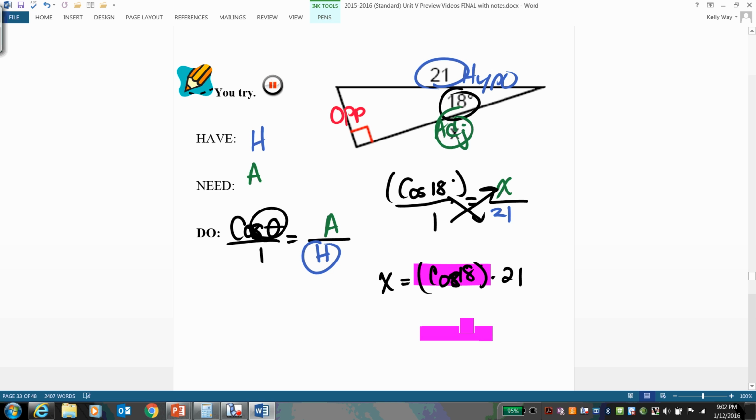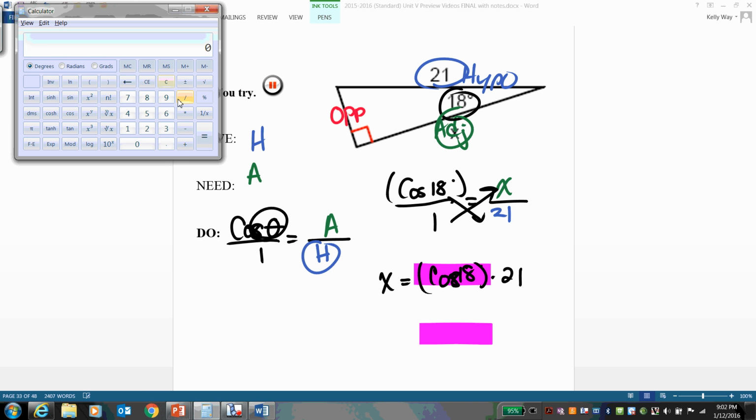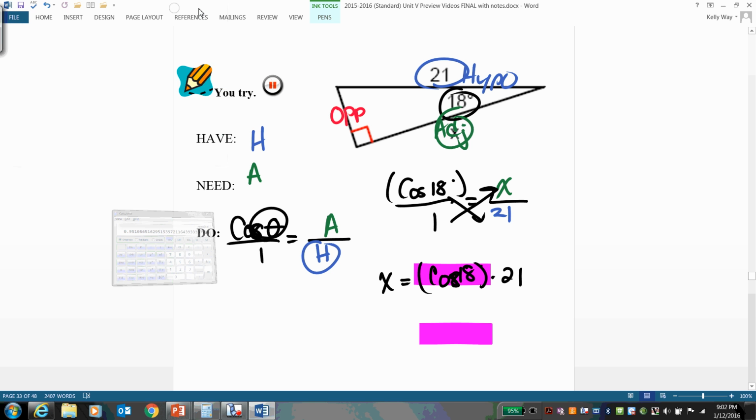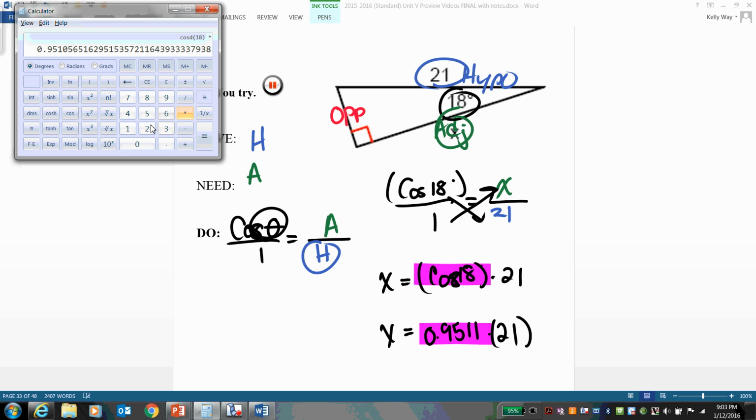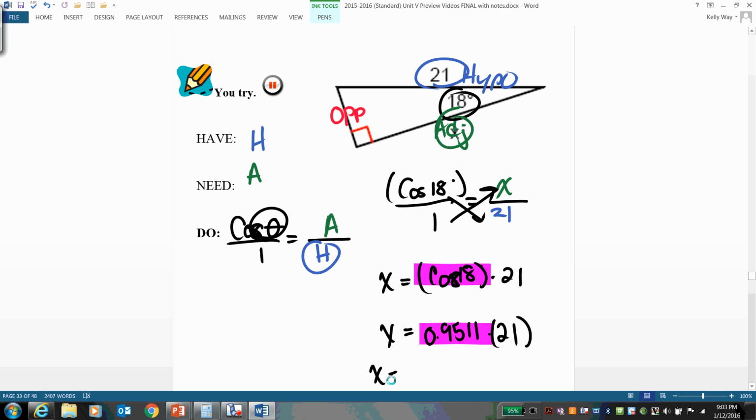Now we're going to find that cosine of 18 degrees. In your calculators, you do 18 cosine or cosine 18. Try to match up your ratio with mine. Make sure you're getting the same thing. It's going to be 0.9511. That's x equals 0.9511 times 21. I'm just going to take that whole ratio here, times by 21. Round everything to the second decimal place. It's going to be 19.97. X equals 19.97.